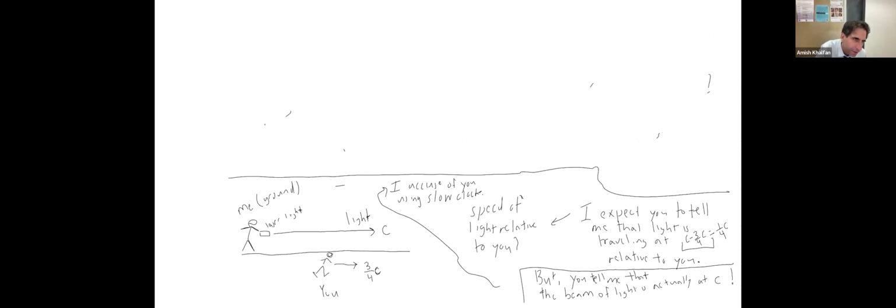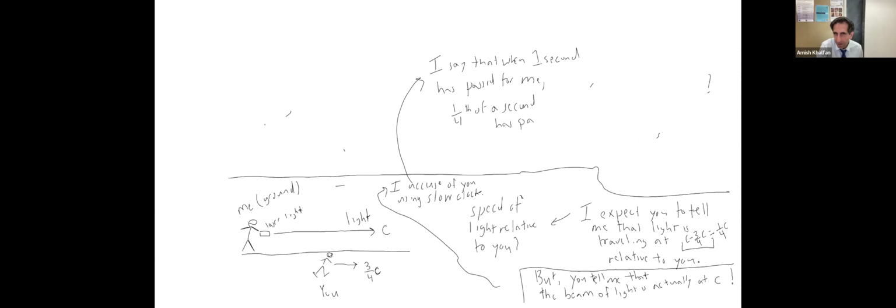In fact, let me assert the following. What I'm saying is that when 1 second has passed for me, 1/4 of a second has passed for you. That's what I'm saying is happening. So your clock is ticking slower compared to mine. Why am I saying that?